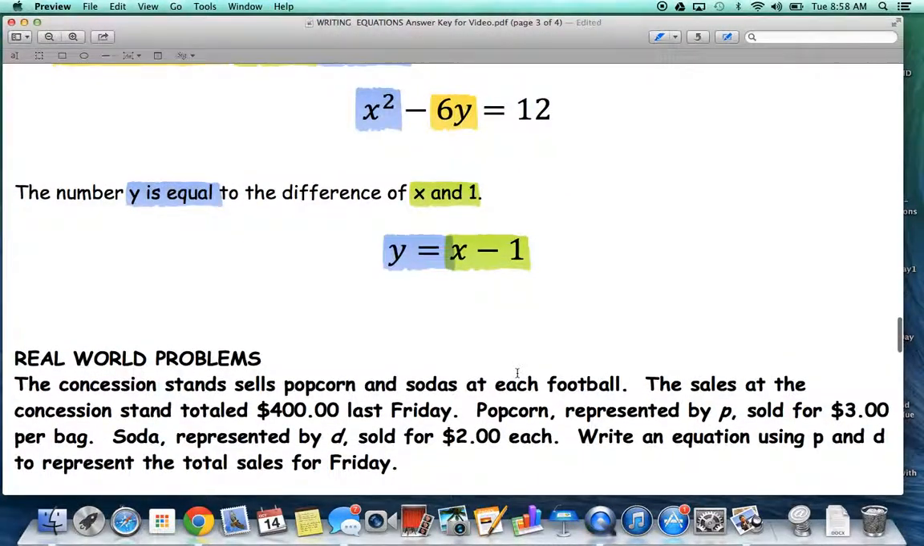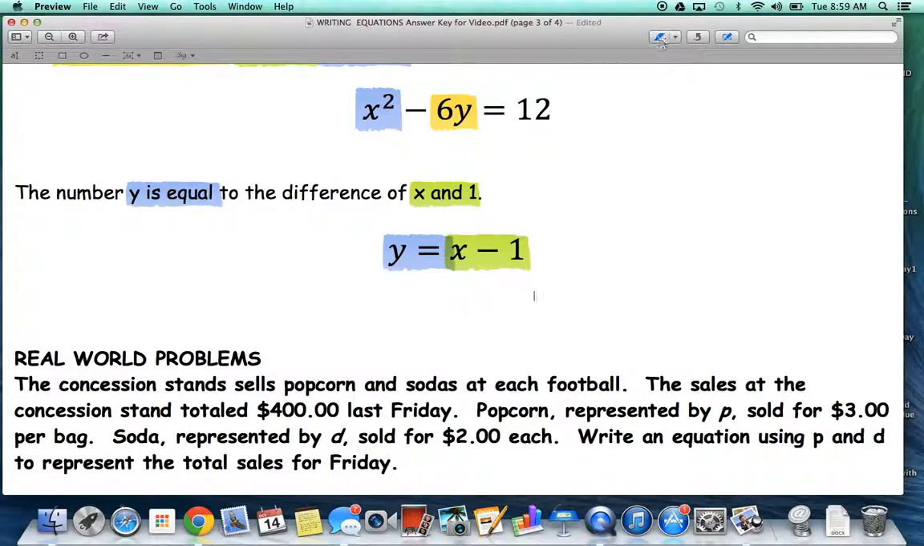Sometimes you're going to be given real-world problems. This problem is talking about concession stands at a football game. The concession stand sells popcorn and sodas at each football game. The sales at the concession stand totaled $400 last Friday. Popcorn, represented by P, sold for $3 per bag. Soda, represented by D, sold for $2 each. Write an equation using P and D to represent the total sales for Friday.